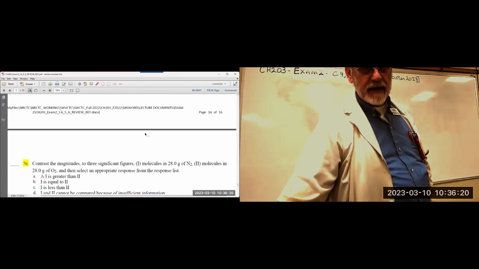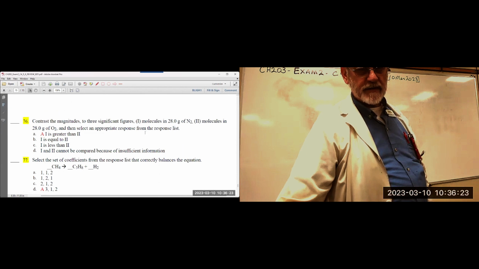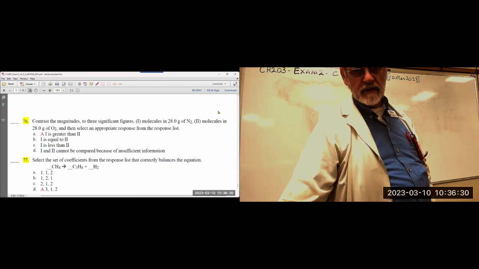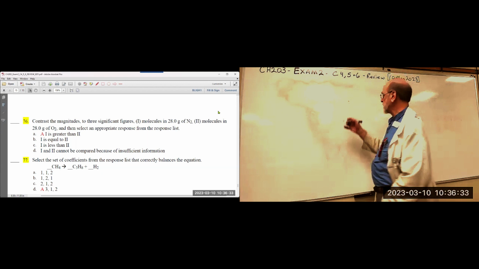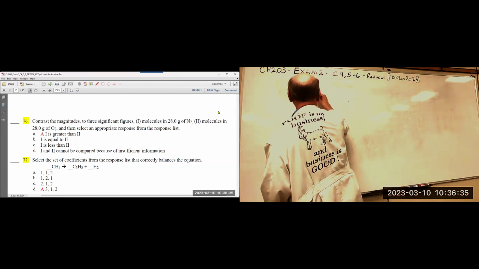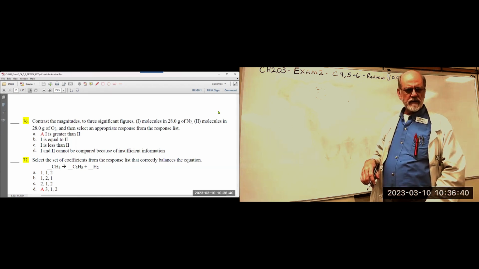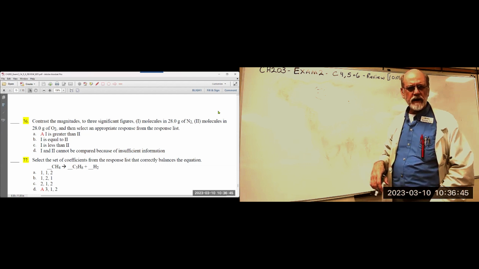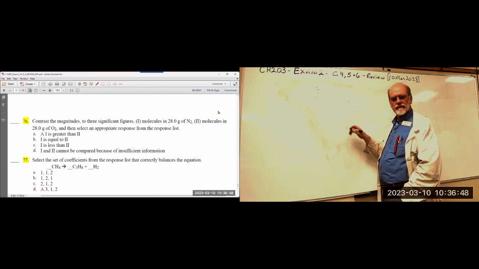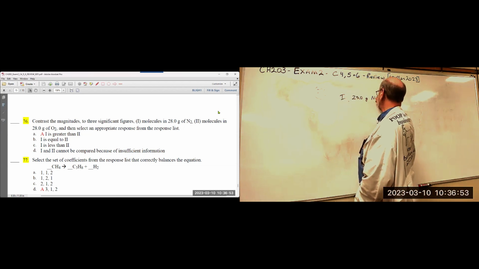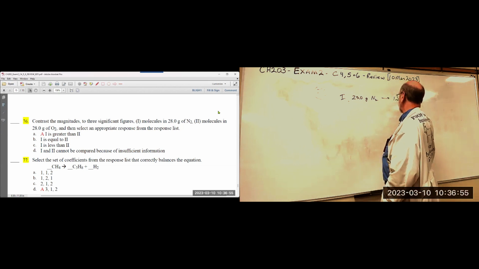That was 75, 76, and 77. Let me see what I'm hiding over here. Molecules in. Let's put it there like that. 76. Contrast the magnitudes to 3 significant figures. Okay. This one's like the last one we did. The first part, the Roman numeral, is 28 grams of dinitrogen, which is 1 mole. We did that one already.